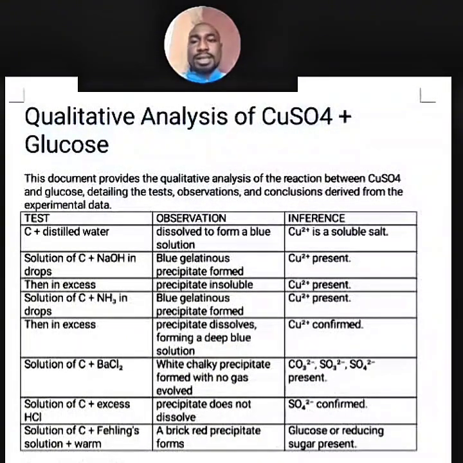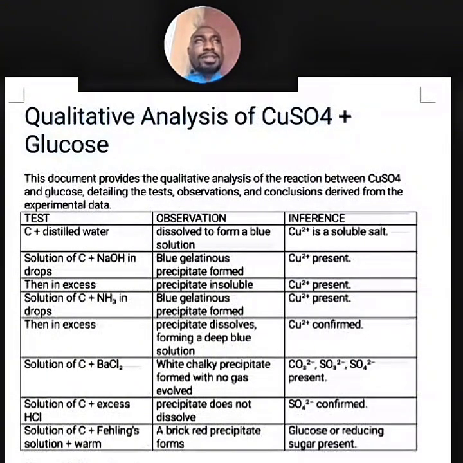In confirming it, the first test will be adding barium chloride to the solution of sample C. So you bring another sample C. Remember, when you have done your mixture, you should separate it into 4 or 5 places so that you can pick them one after the other to do your tests. Solution of C with barium chloride, you will see a white chalky precipitate formed with no gas evolved. So the white PPT will be chalky.